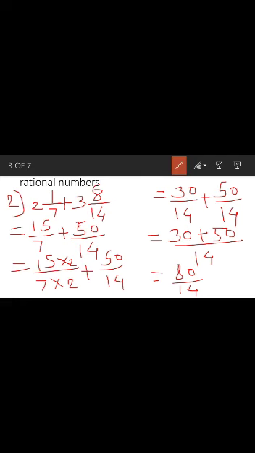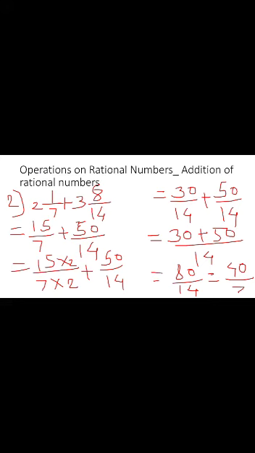If you want to convert it, if you want to make it small again, you can do it. 2 40s are 80 and 2 7s are 14. Okay, this is your answer. In this way you can do it. I hope you understood the addition of rational numbers.